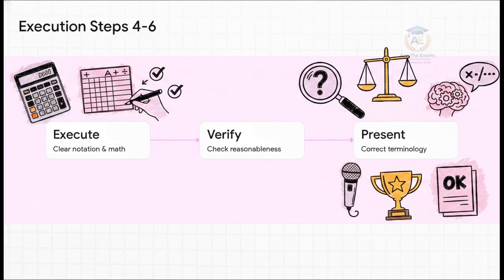Step 4, execute with clear notation. Step 5, verify results. Step 6, present with correct terminology. Let's do our second pause and practice scene. This one is called Spot the Flaw. I am putting a poorly written actual student answer on the board. You have exactly 30 seconds to find the 3 major errors in their execution.